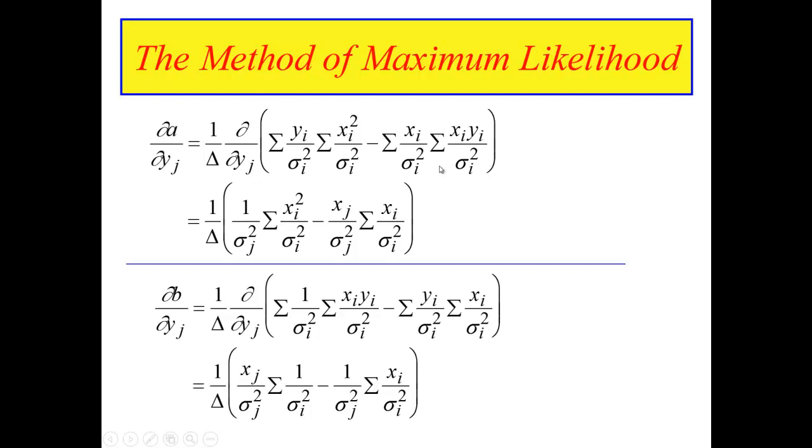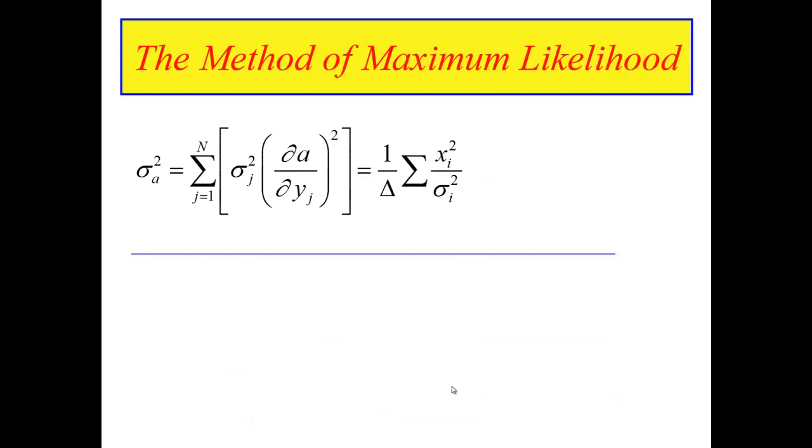And something very similar happens for this second term. The xi over sigma i squared, when we differentiate with respect to y, there's nothing that comes in from that. And so the only thing we're getting a derivative from is this last summation here. And so the result that we get for dA/dyj is given here. dB/dyj is something very similar.